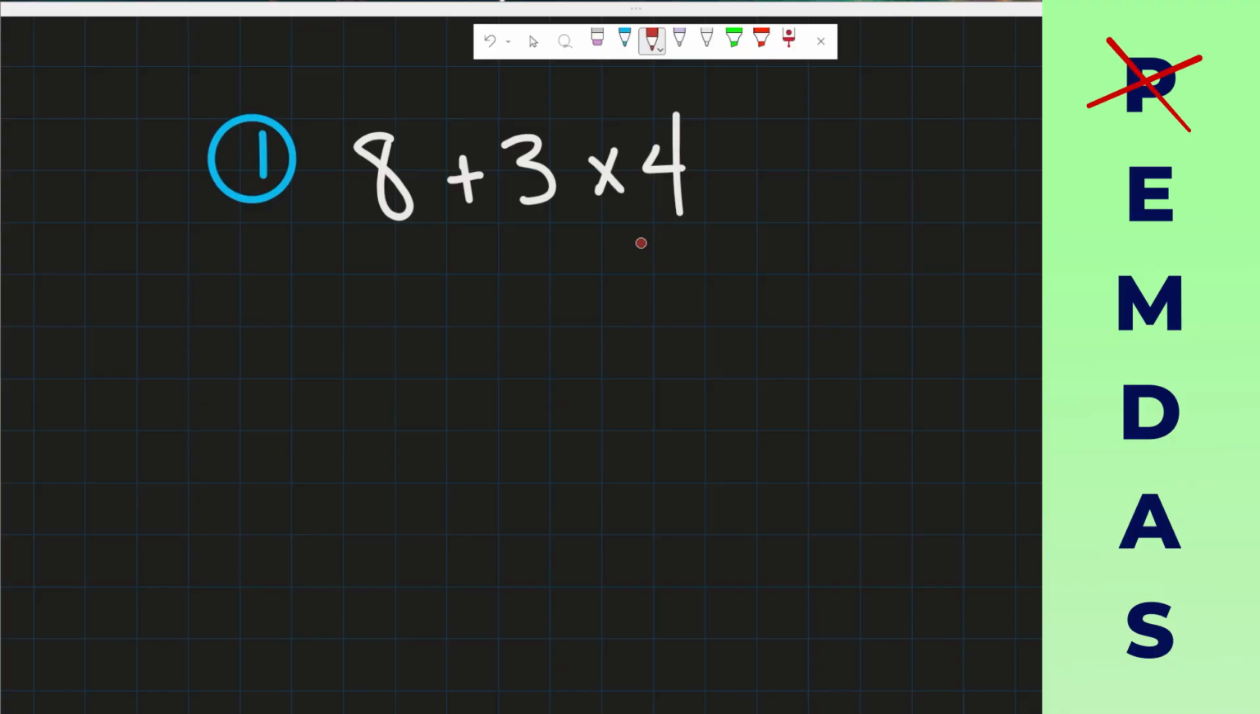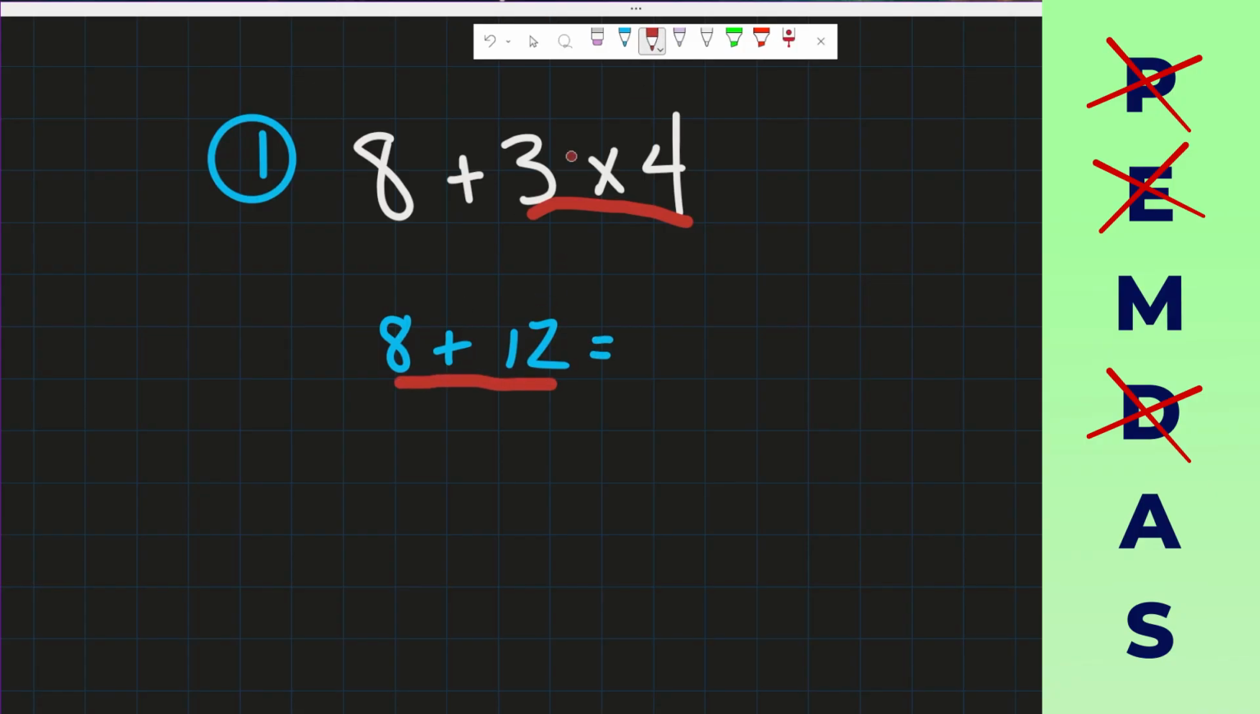So no parentheses, no exponents, but we do have some multiplication. So I'm going to rewrite this. 8 plus, and then 3 times 4 is 12. All right, we don't have any division. We do have addition. 8 plus 12. I'm even going to underline it just so we can show off our steps that we're taking. Again, 8 plus 12 is going to be 20.